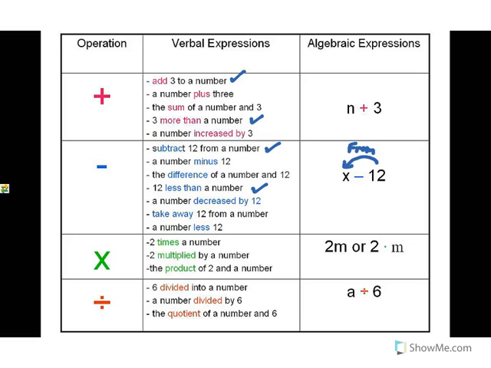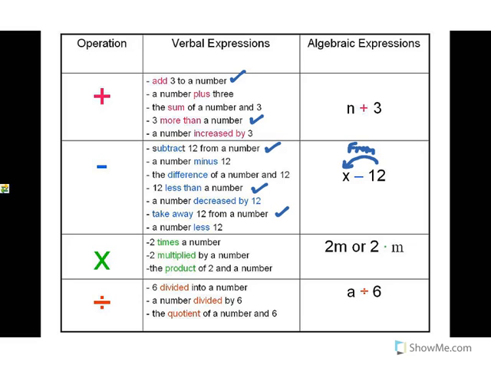Take away 12 from a number. Here we go, that's another one. It's not 12 minus x, it's the other way around. And a number less 12: that's okay, because there's no than in there. The minute I make it a number less than 12, then it's 12 minus x. So keep in mind, those are the exceptions that we need to pay attention to.